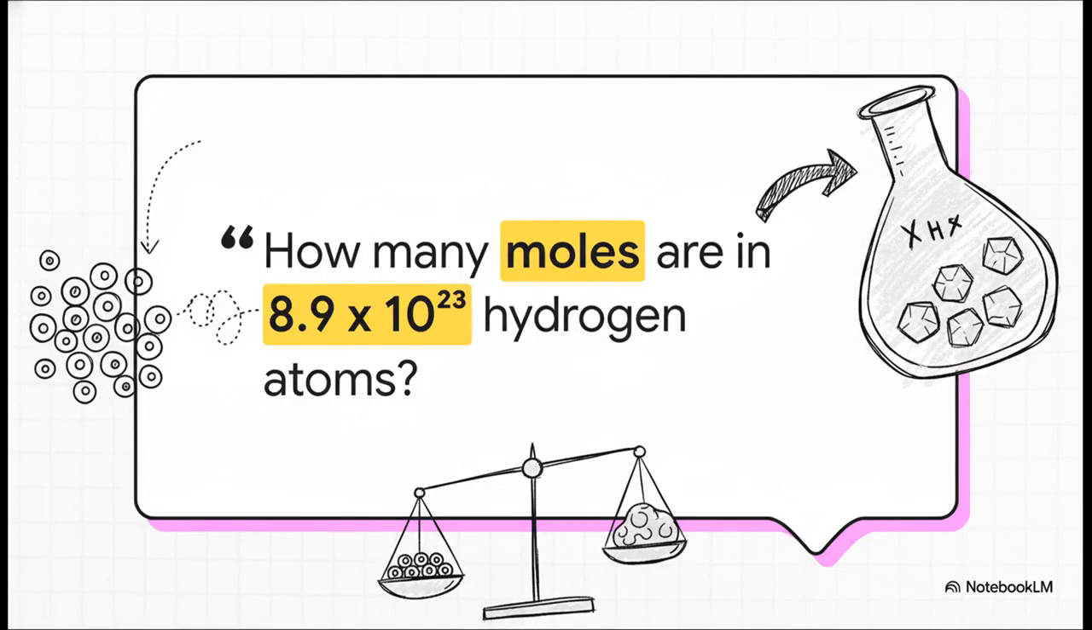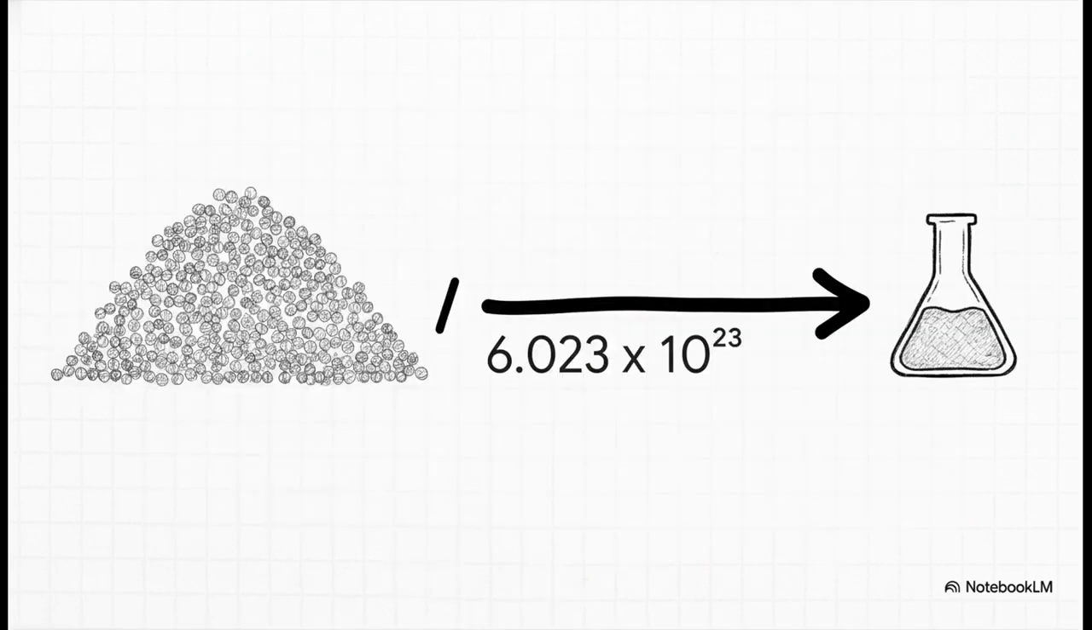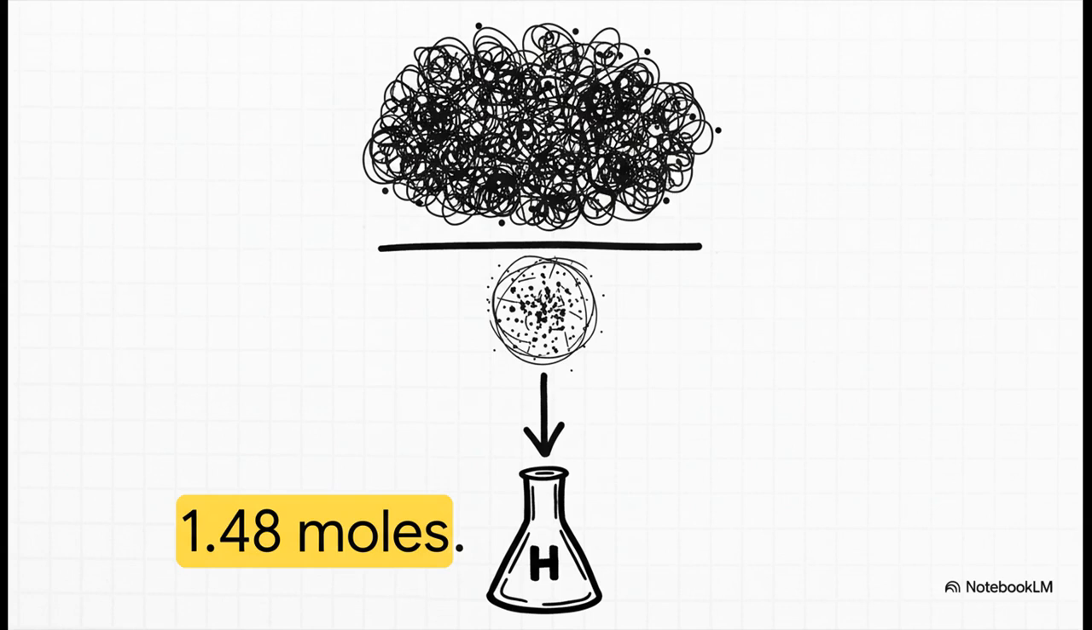Okay, let's try another one, but this time, let's mix it up. We're going to work backwards. Imagine you somehow know you have 8.9 times 10 to the 23rd individual hydrogen atoms. How many moles is that? So to figure this out, all we have to do is just flip that formula around a little bit. Instead of multiplying to find particles, we're going to divide to find moles. The number of moles is just the number of particles you have divided by Avogadro's number. Okay, now we just plug and chug. We take our 8.9 times 10 to the 23rd atoms, and we divide it by Avogadro's number. And what do we get? 1.48 moles of hydrogen. And boom, just like that, you've used your second tool to count a truly staggering number of atoms.